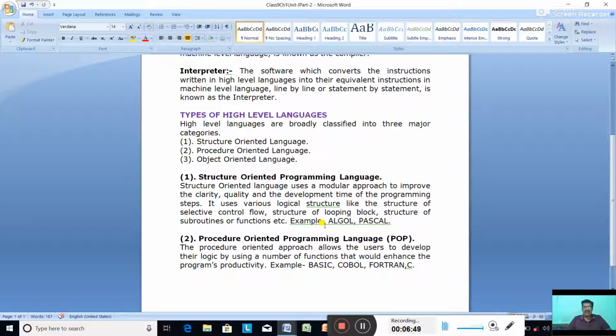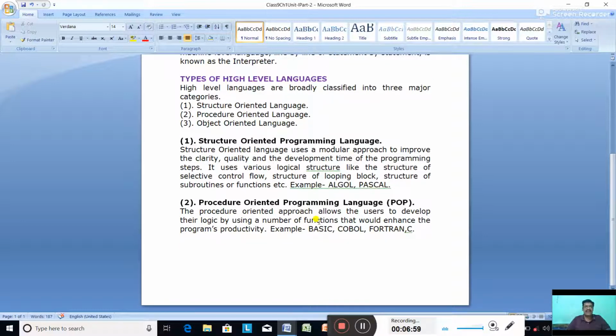Okay, what are the examples? Examples are like Algol and Pascal language. These are the examples of structure-oriented programming language. Second is procedure-oriented programming language, POP. The procedure-oriented approach allows the users to develop their logic by using a number of functions that would enhance the program's productivity. Examples are BASIC, COBOL, Fortran, C.